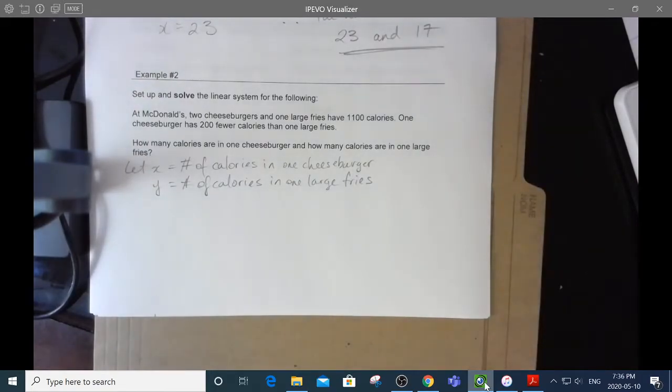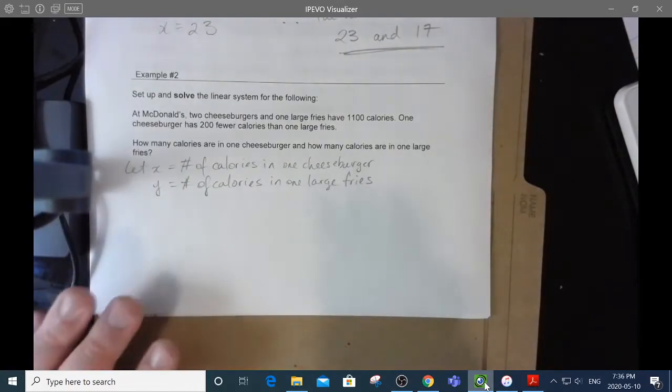Can you come up with the equations? How about you pause the video for a sec while I take a sip of my beverage here and see if you can come up with the equations yourself. Because we did stuff like this back in 7.1. So try it yourself. Pause the video. Did you get it? Let's see.